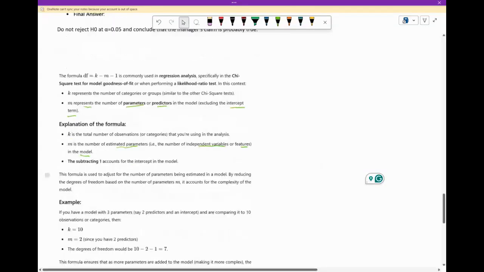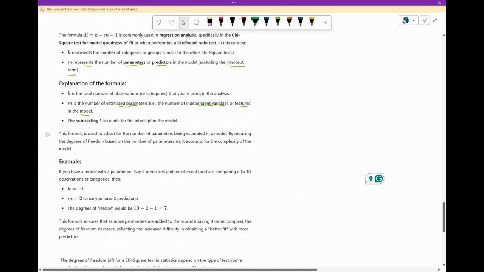It doesn't give an example. Let's see. So here, example. If you have a model with 3 parameters, say 2 predictors and an intercept, and are comparing it to 10 observations. So all we have is observations or categories. Can you see that? We have 5 flavors. Those are our categories. So K is definitely your observations or categories. And then M, since we don't have any predictors. And then -1, it's always going to be -1.